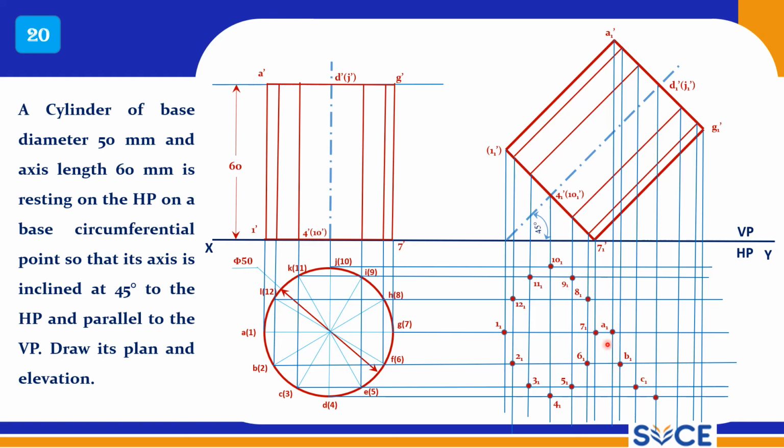These generators can be connected. No need to draw thick lines. Thin lines will do, because they are just imaginary generators. Even if you don't connect the generators, nothing is wrong. You can leave without connecting generators also. So this is problem number 20.